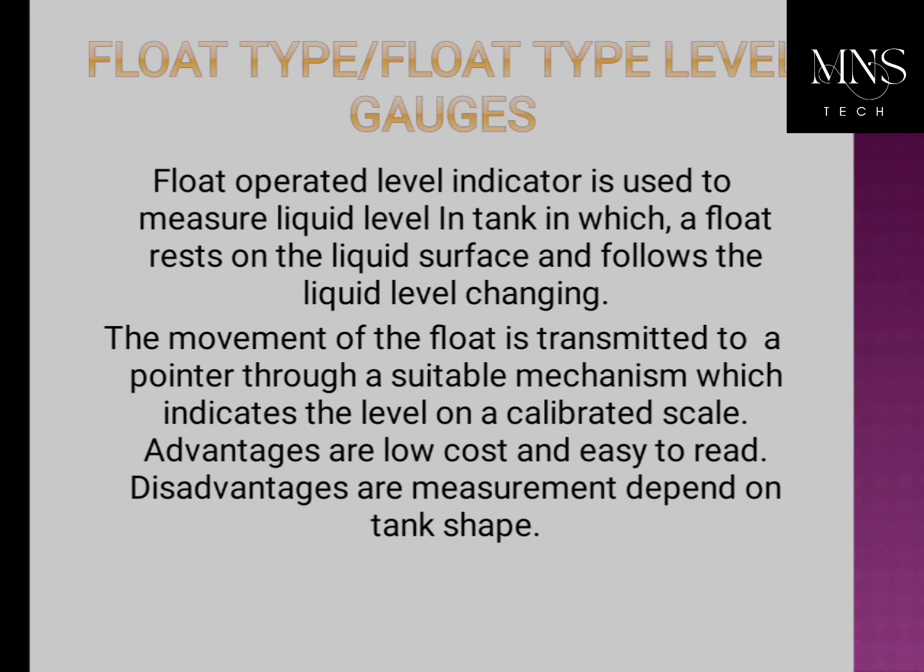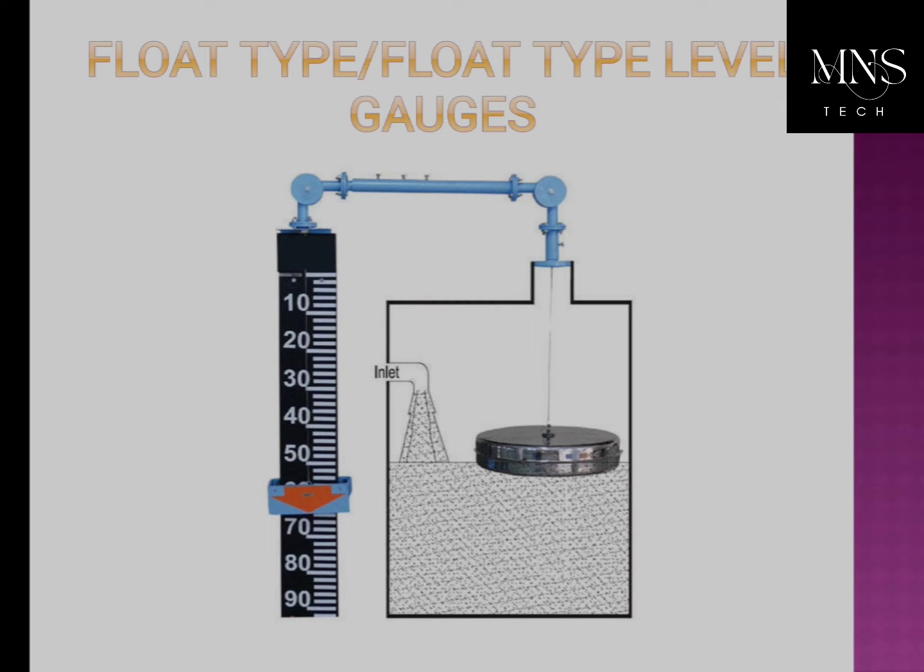Float type level gauges. A float operated level indicator is used to measure liquid level in a tank, in which a float rests on the liquid surface and follows the liquid level changing. The movement of the float is transmitted to a pointer through a suitable mechanism, which indicates the level on a calibrated scale. Advantages are low cost and easy to read. Disadvantages are measurement depends on the tank shape. In this picture, we see a float type level gauge.